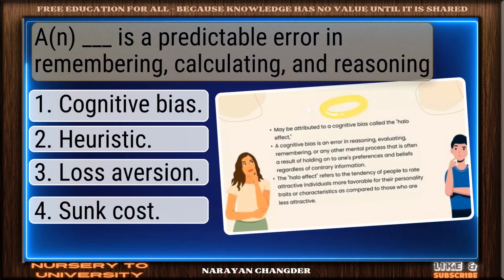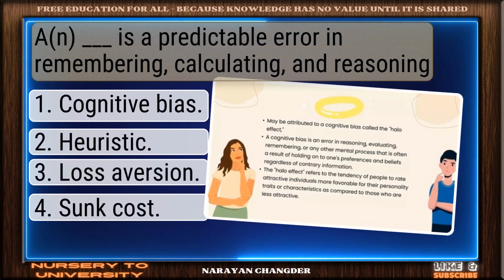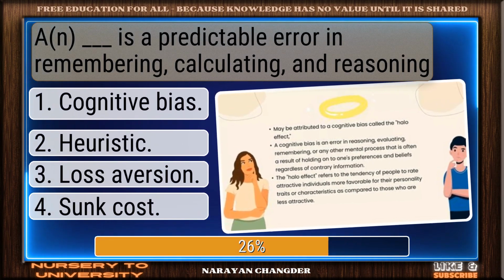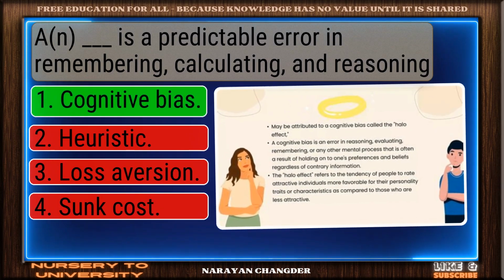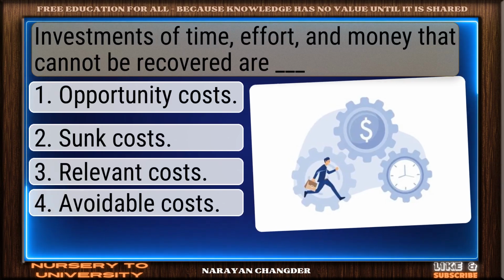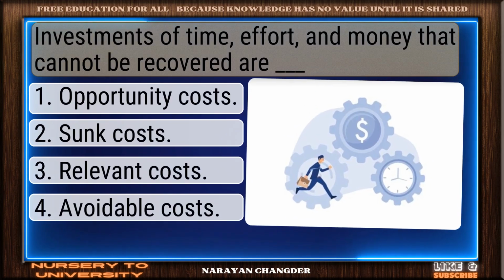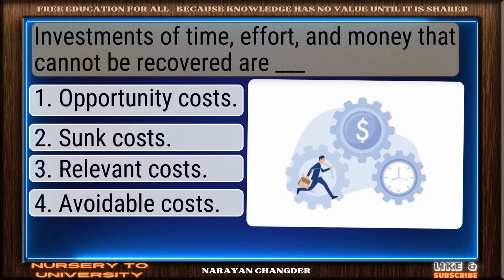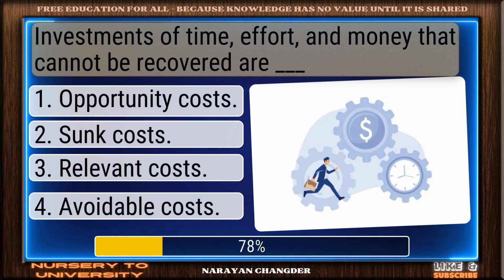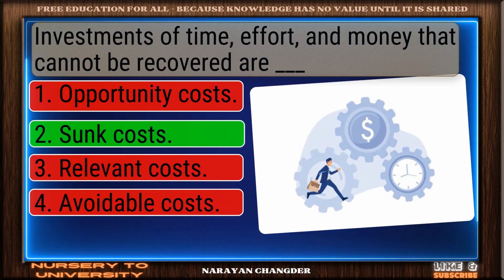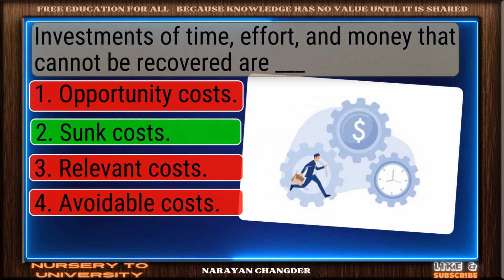A dash is a predictable error in remembering, calculating, and reasoning. Smart pick. Cognitive bias is the correct choice. Investments of time, effort, and money that cannot be recovered are dash. Great job. Sunk costs is the accurate answer.